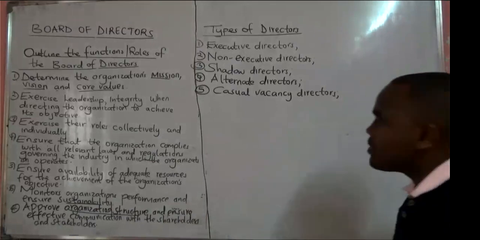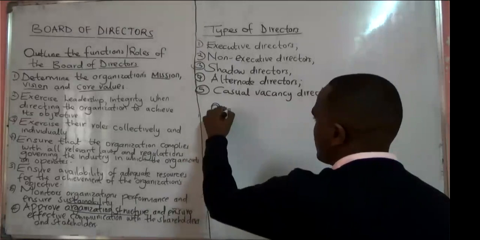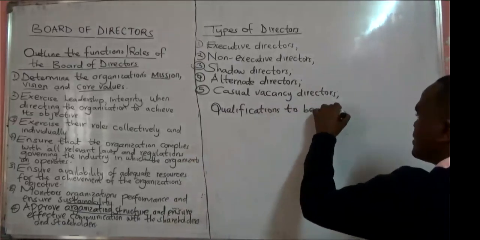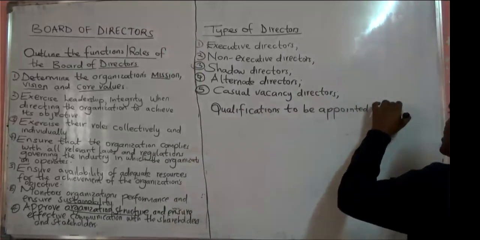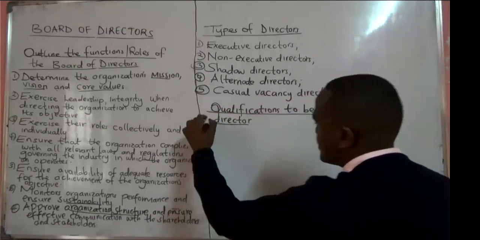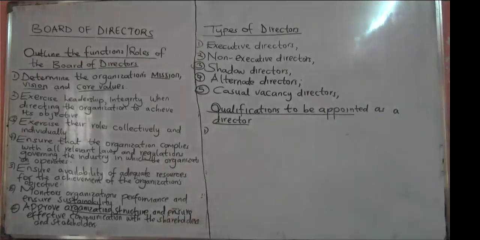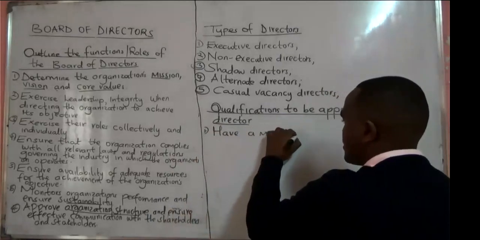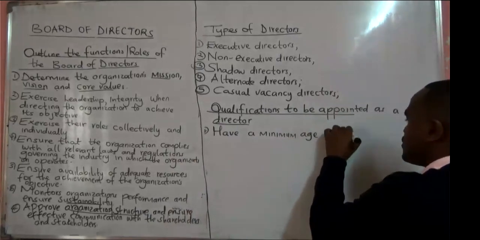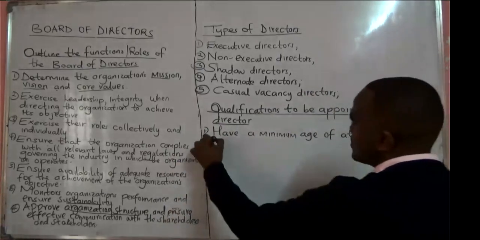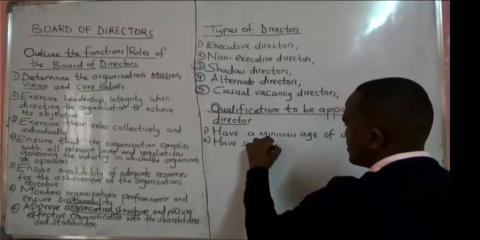The other one is, what are the qualifications to be appointed as a director? One, have a minimum age of at least 21 years. The other one, must have a sound mind.